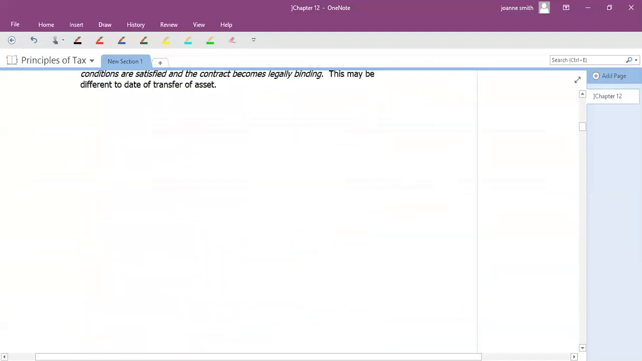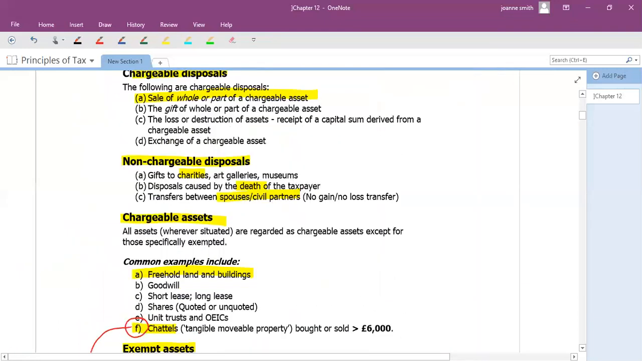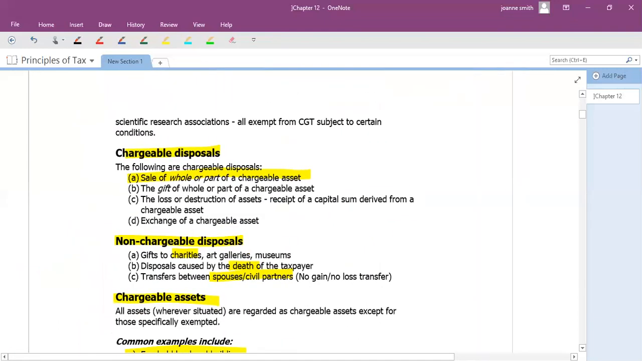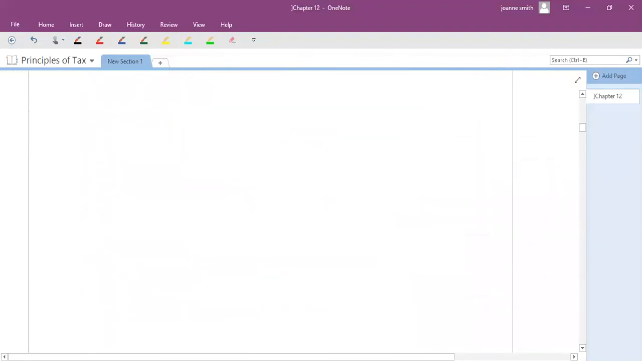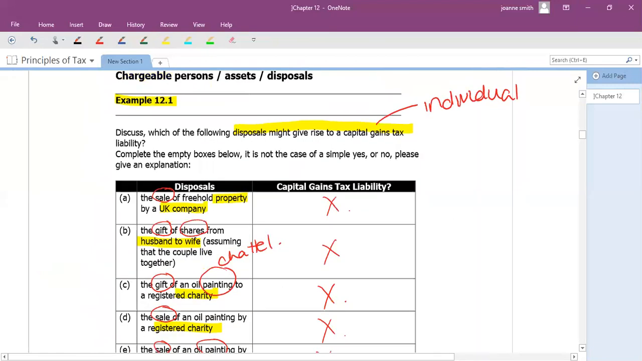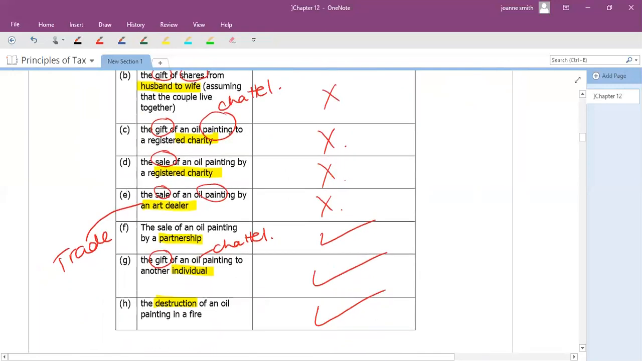So the main things to remember is that any of these situations here can create a capital gain: selling the asset, gifting it, destroying it, or exchanging it. So bear that in mind. What sort of thing is taking place? Is it a chargeable asset? Is it something that would normally be exempt, like a car? Or is it an individual that's making the disposal, or is it a business?